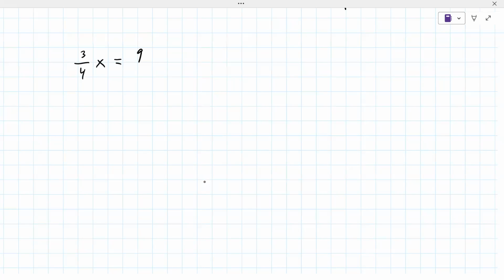Would it be 12? The answer is 12. Very good. So you multiply both sides by 4/3. 36 over 3 is 12. Very good. All right, let's try another one here. Let's say it's 3/7 x equals, let's go 12 this time. Yeah, that'll work.